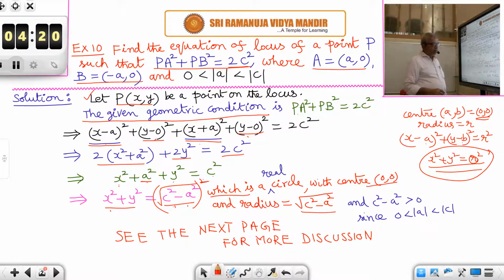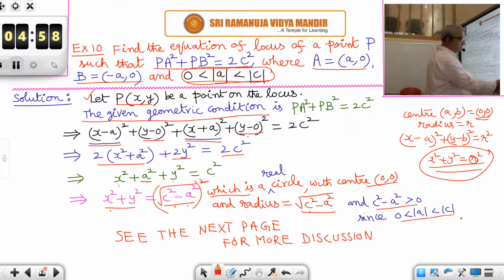But here there is a problem. Under the square root there is a quantity c square minus a square. If c square minus a square is negative, that will happen when a is greater than c, is it not? If under the square root a negative quantity occurs, the radius will become imaginary and the circle is called an imaginary circle. But here c square minus a square is greater than 0. That is why he has given this condition in the question. Please see the condition: mod a is less than mod c, which means mod c is more than mod a.